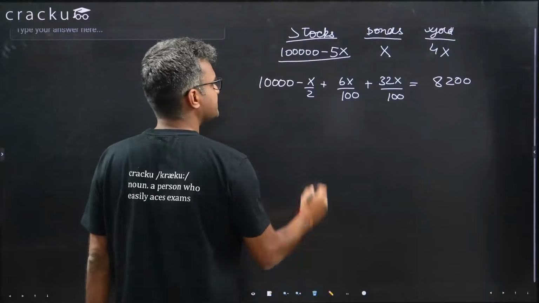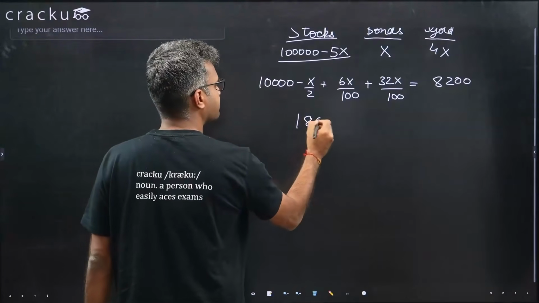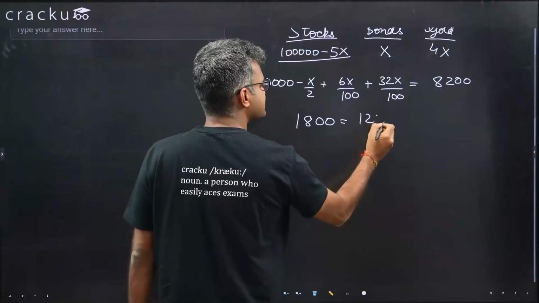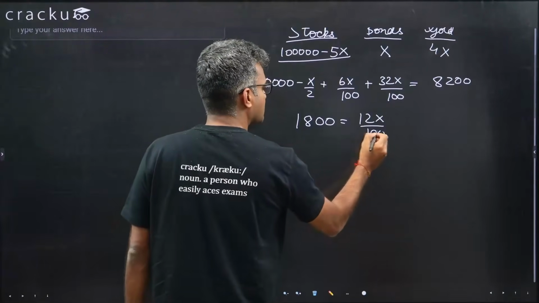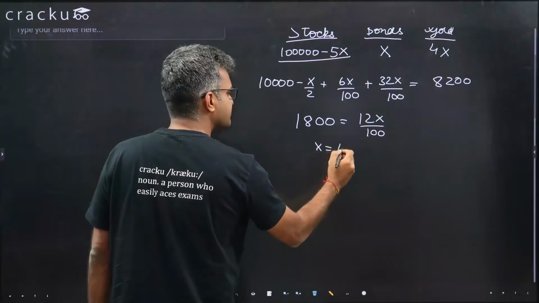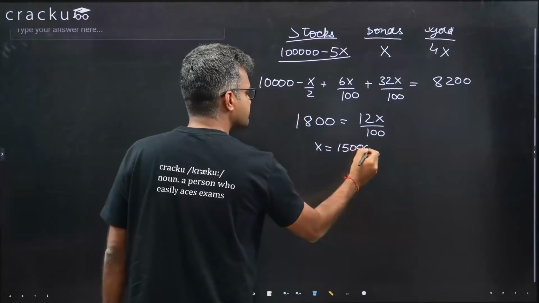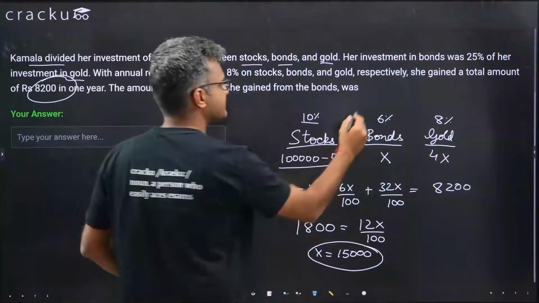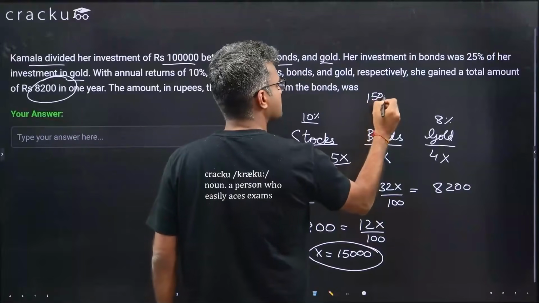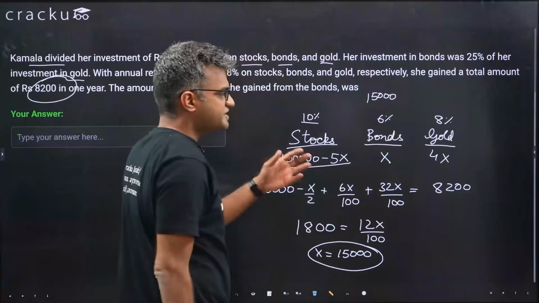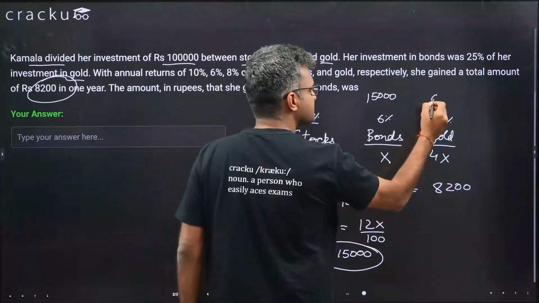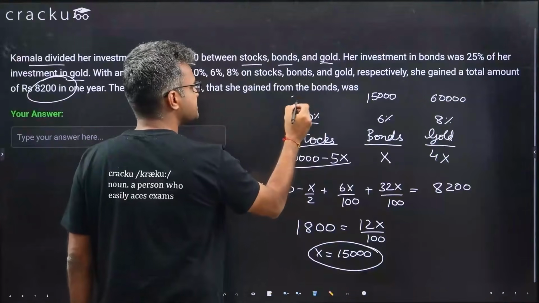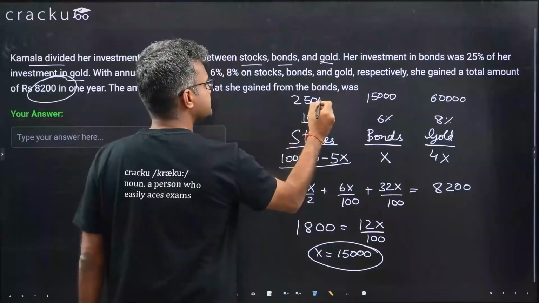This would imply that 1800 is equal to 12x by 100, or the value of x, you can simplify, will be equal to 15,000. So the amount that she invested in bonds is 15,000. The amount she invested in gold is 4 times that, which is 60,000. And the remaining amount of 25,000 she invested in stocks.